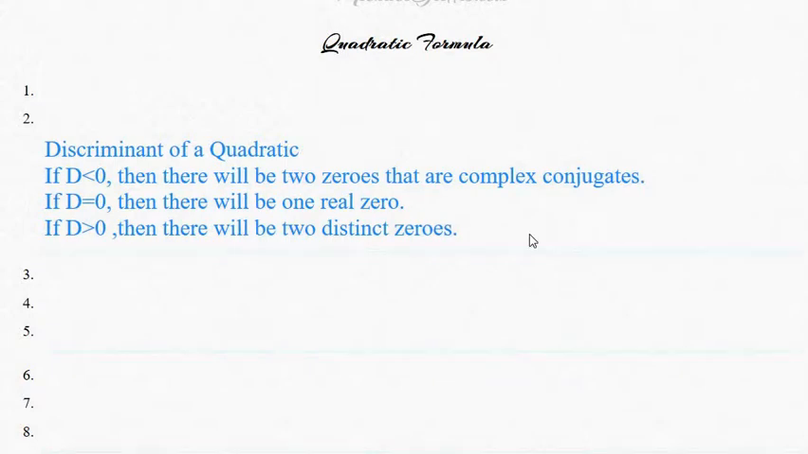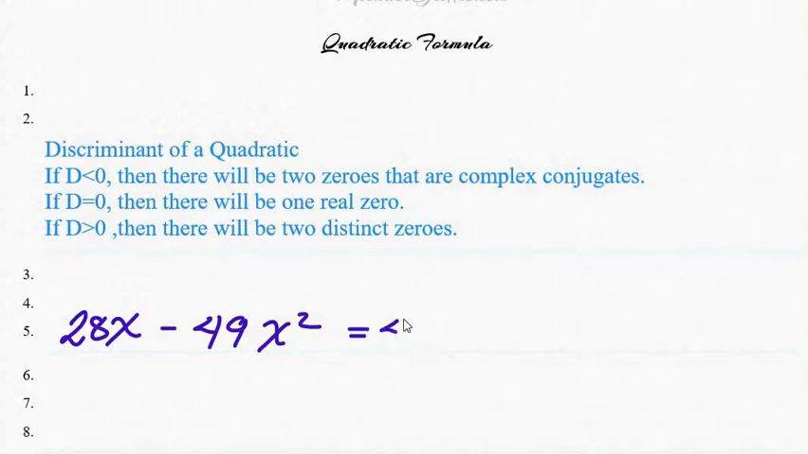Get our writing tool out. So we have 28x minus 49x squared is equal to 4. Now remember, we got to keep in mind the quadratic formula.